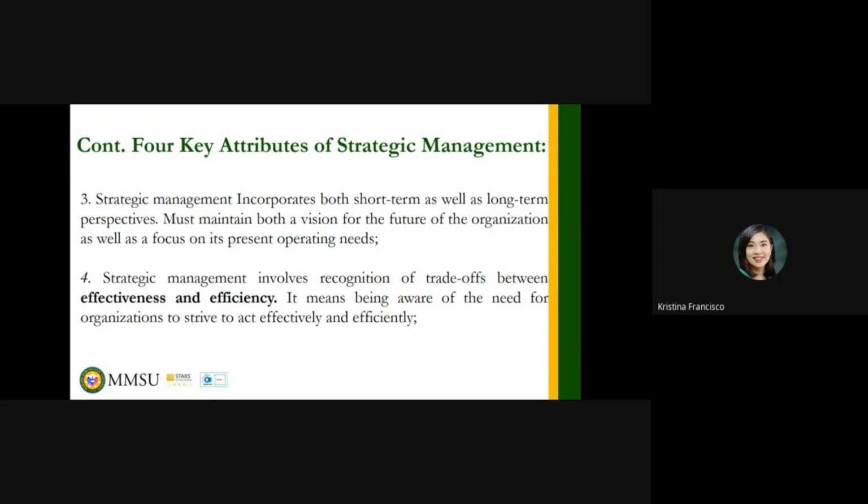Next and last of the key attributes of strategic management. Your strategic management involves recognition of trade-offs between effectiveness and efficiency. It means being aware of the need for organizations to strive to act effectively and efficiently. Now, we have two measures of organization's performance, and these are your effectiveness and efficiency.